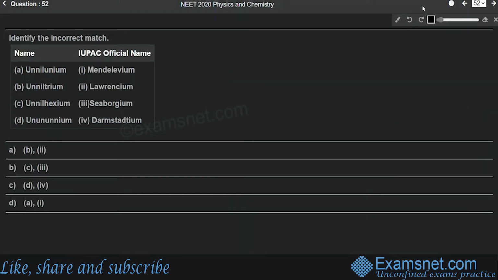Question number 52 is from the chapter Organic Chemistry, and here we have to identify the incorrect match. On the left side some common names of elements are given on the basis of atomic number, and on the right side the IUPAC official name is given. So let's see how we name the elements on the basis of atomic number.